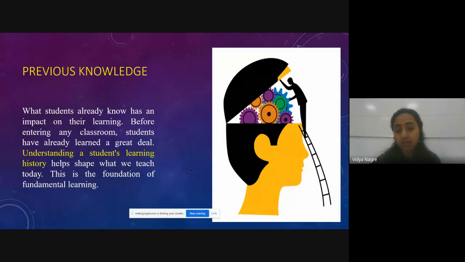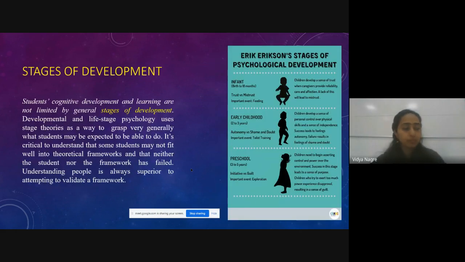and that is also called fundamental learning. And here comes the teacher's role, where a teacher has to understand the psychology of a student and has to study the previous knowledge level of a student before entering the class, and the course or the session has to be designed accordingly.